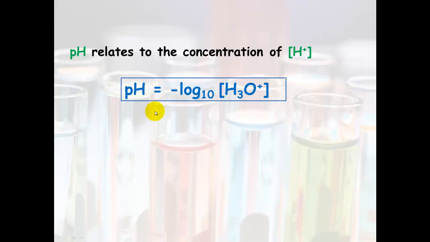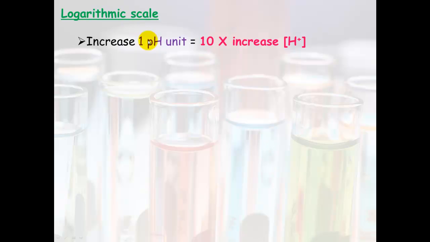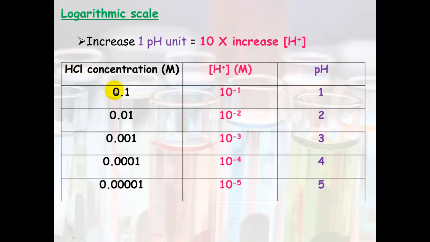This formula can be rearranged to look like this. So you can work out the concentration of hydronium ions if you know the pH. So the logarithmic scale, you don't need to be a mathematician to understand this, but I just want to show you that as you increase a pH unit, you get a tenfold increase in the concentration of hydrogen ion. And it looks something like this.